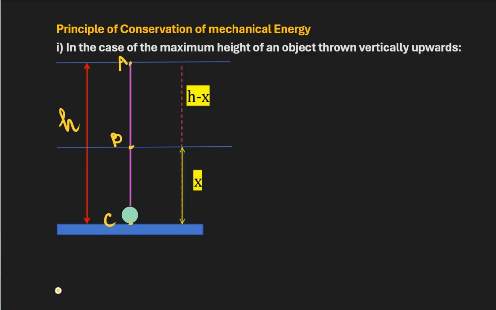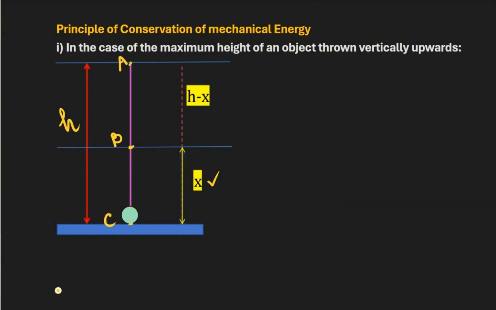The maximum height is h. And from C to B, this height is x. So the total height is h, and A to B is h minus x. This is the very basic idea of this concept. Now our main objective is to prove that at point A, point B, and point C, the total energies are equal. In that case, we can say that mechanical energy is conserved at every single point of A, B, C.